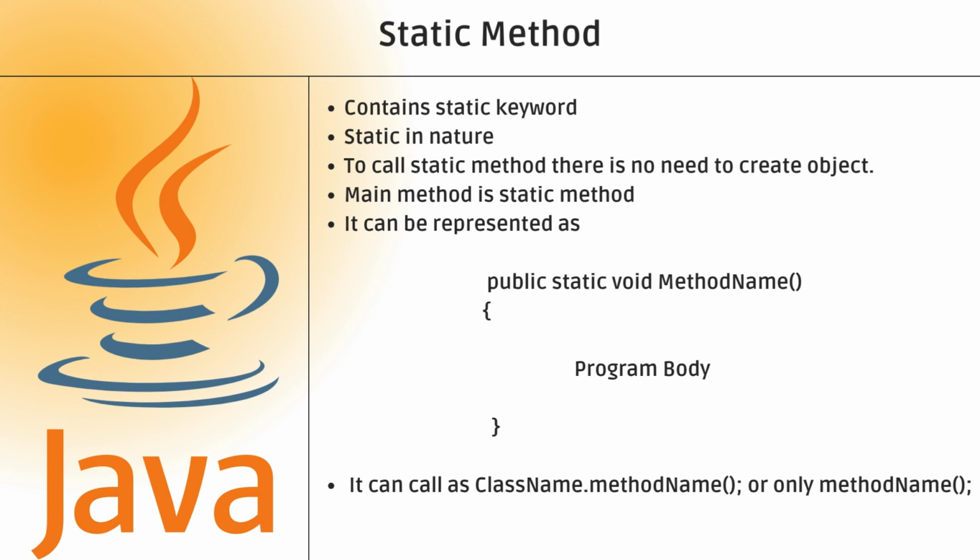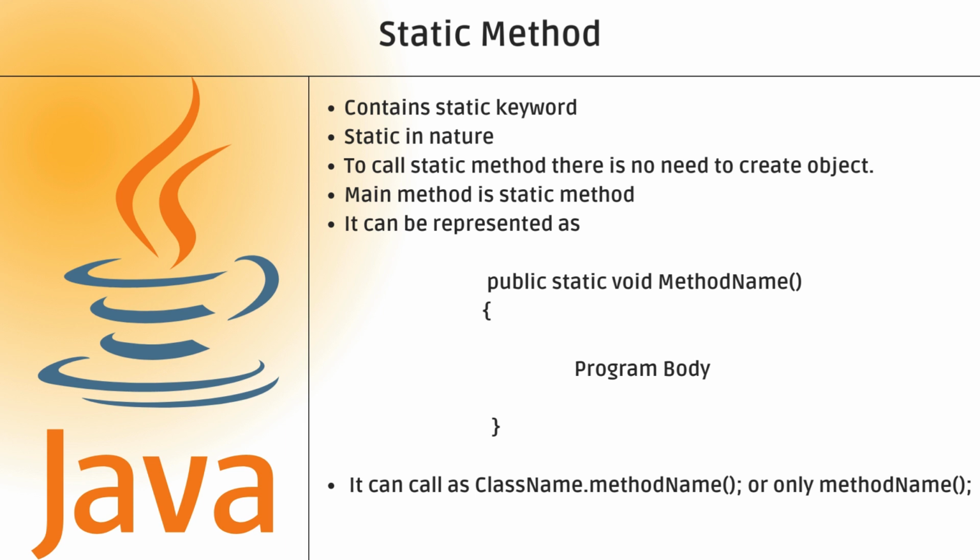The static method is nothing but a method which contains the static keyword. And as I said, static is the keyword which is predefined in Java. That means we can simply say the method which contains the static keyword and is used to perform a particular task is called a static method. As its name suggests, it's static in nature, and to call this static method, we need not create any object. And as I said, the main method is also a static method because it contains the static keyword, right?